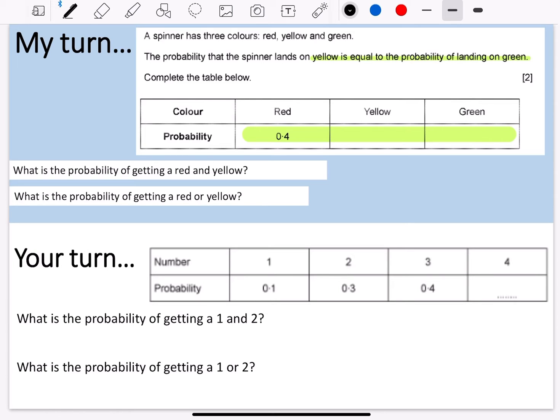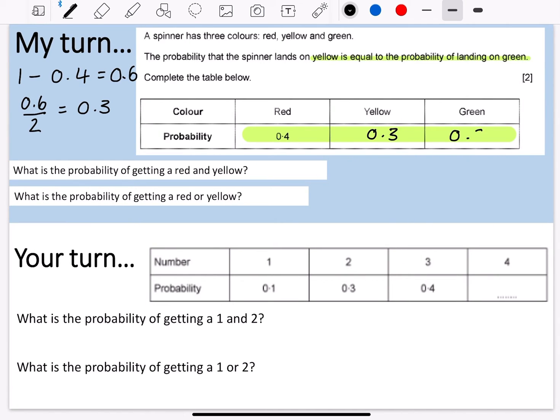So let's find that out first. To do that, I simply do 1, take away what I already have, which is 0.4. That's going to be an answer of 0.6. But remember, that's the probability of yellow and the probability of green. We haven't found the probability of them separately yet. To do that, because we know they're the same, we simply take our answer and we divide it by 2. That is going to give us answers of 0.3 for each of these colours.